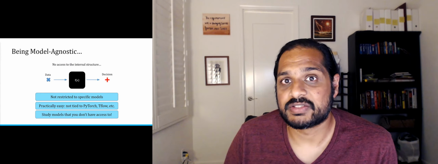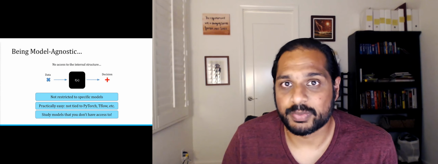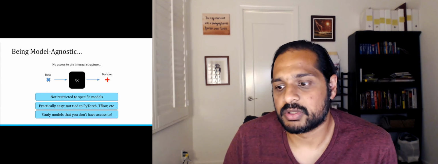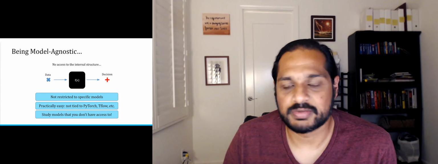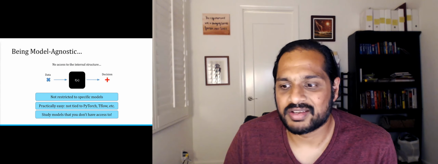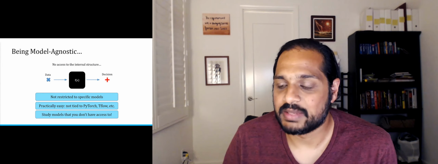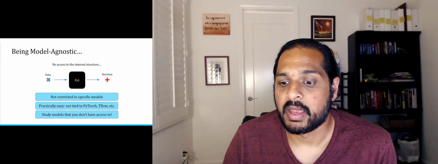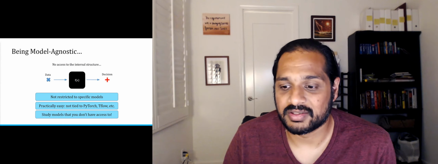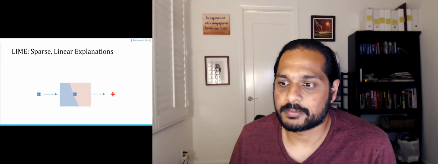Firstly, it makes it so that your interpretability technique or explanation technique is not restricted to specific models, which is nice because the models keep changing over time. The model architecture keeps changing over time and so on. They're also practically very easy because you're not tied to any underlying library or implementation. You can just use it on any model that you are trying to explain. And finally, you can also study models that you don't even have access to. And this sometimes is essential depending on what the pipeline is.